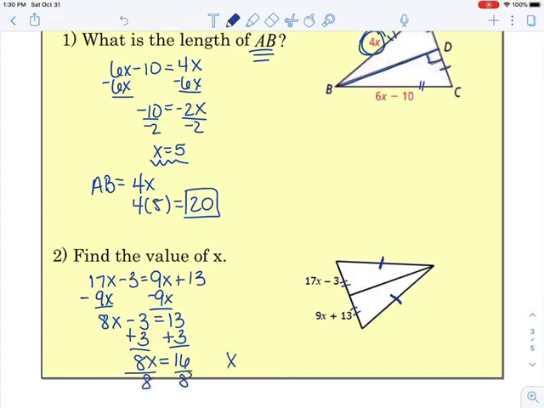Divide both sides by 8, and x is going to equal 2. This time, unlike the problem before, it only asked me to find x. I've found it. I'm done.